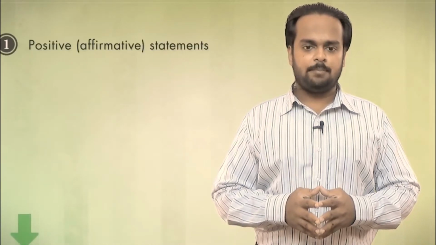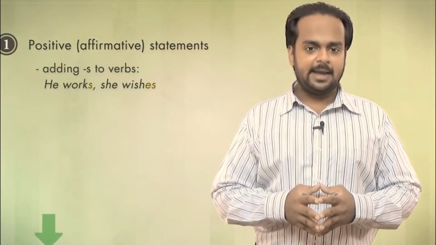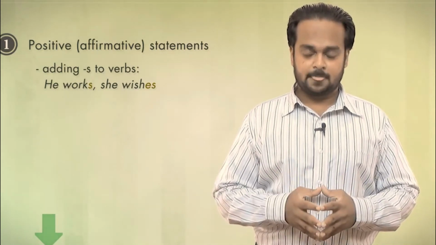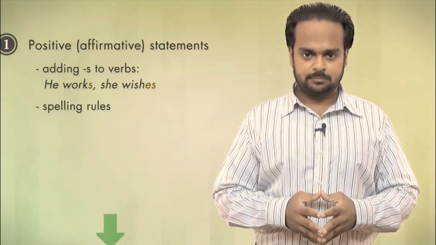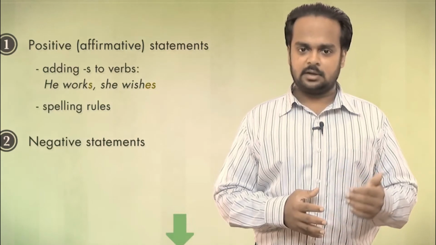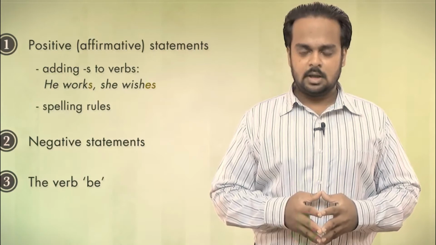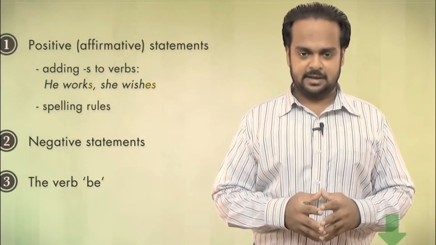Alright, in this lesson, we will first learn how to make positive or affirmative sentences in the present simple tense. I will teach you when to add s to a verb, such as he works, she wishes, etc. You will also learn the spelling rules for adding s to a verb. Then we'll look at how to make negative sentences, and finally, we will discuss the special case of the verb be. There are exercises throughout this lesson, and there's a final quiz at the end.